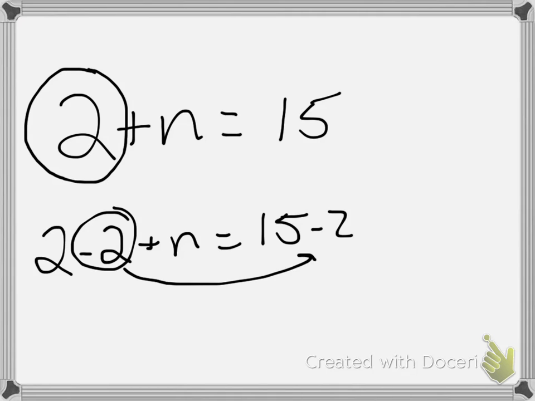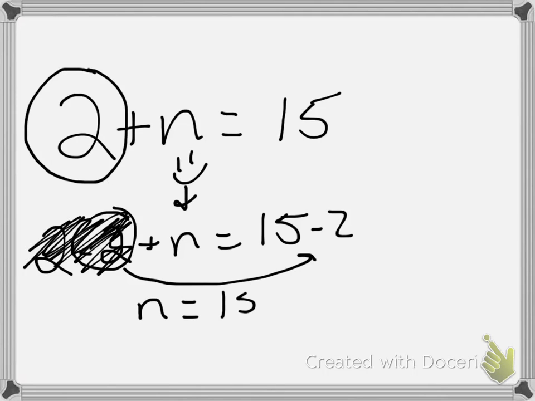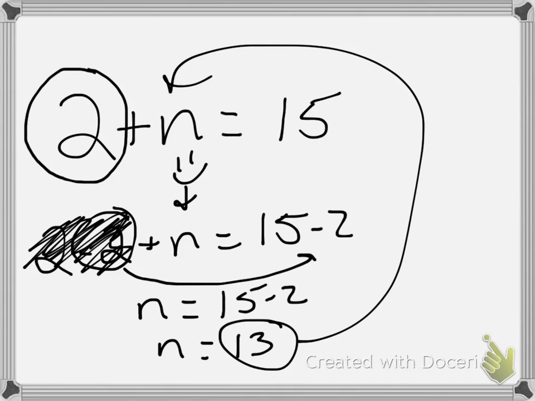Looking at this, if you have positive $2 and you take $2 away, or if it's 2 degrees and you get 2 degrees colder, then these are going to cancel out and they're going to be 0. That's going to leave you with plus n by itself, and that's what we want. So we want to have n, and that is equal to 15 minus 2. Then we can simply find the answer. 15 minus 2 is 13, and I can check that by taking this number and plugging it in here. 2 plus 13 is 15, so we know that we have the correct answer.